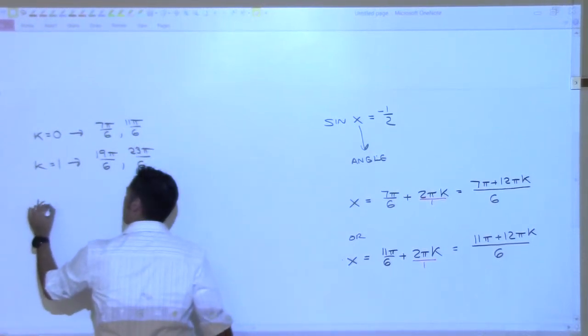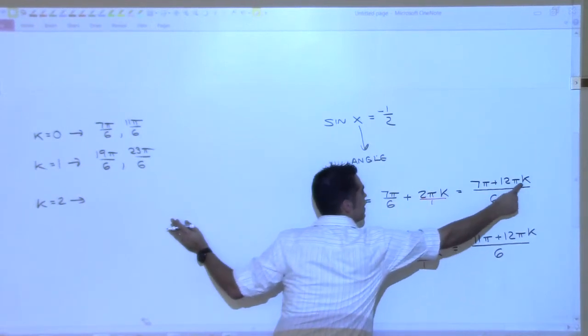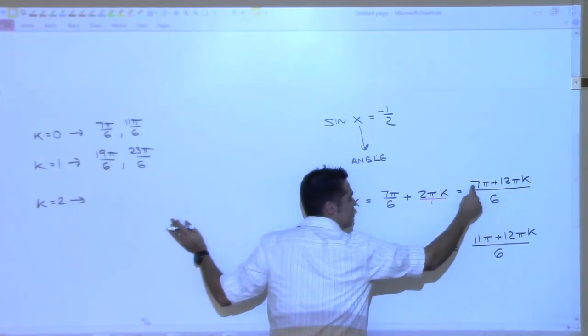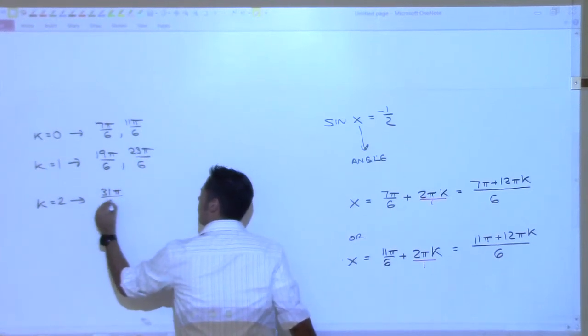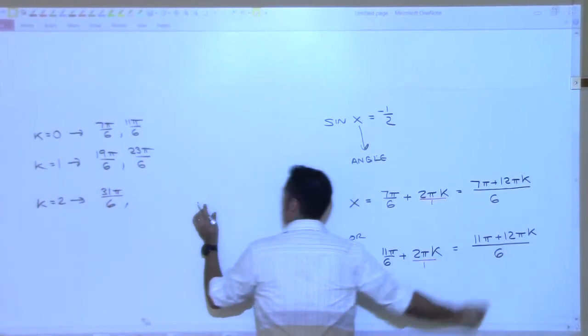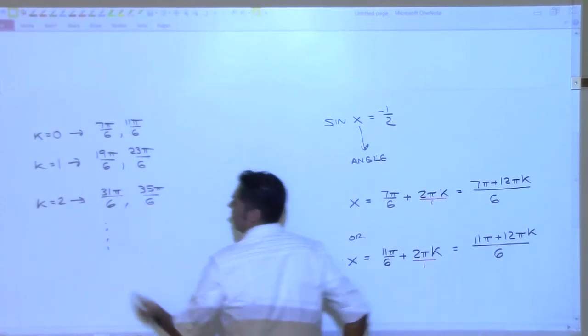And then if k was 2, see how easy it is to get from here? So 2 in here, I have 24 of these, plus 7 would be 31 pi over 6. And then the other one over here, 35 pi over 6. And I can keep going, right?